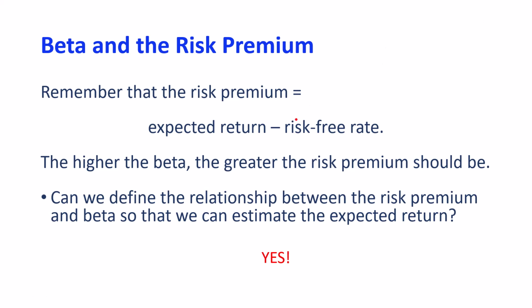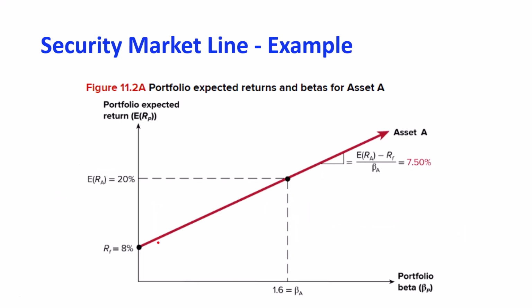Remember that the risk premium is the expected rate of return minus the risk-free rate. And we know that the higher the beta or the systematic risk, the greater the risk premium should be. So can we define a relationship between the risk premium and the beta so that we can estimate the expected rate of return for a stock? And the answer is yes. Now we are in a position to see how risk is rewarded in the marketplace.